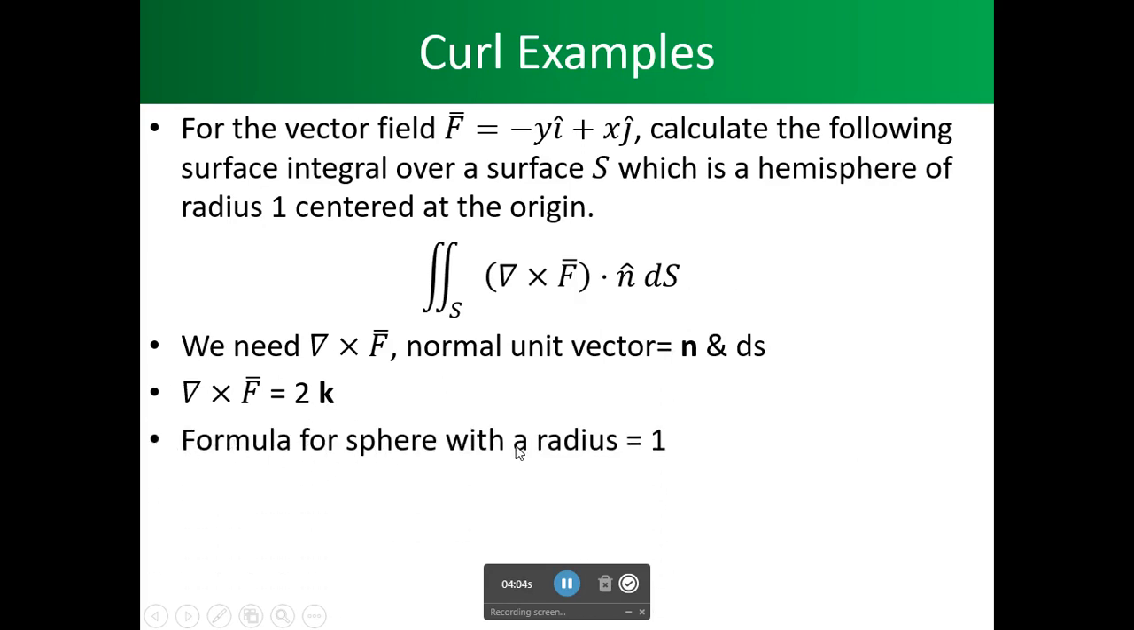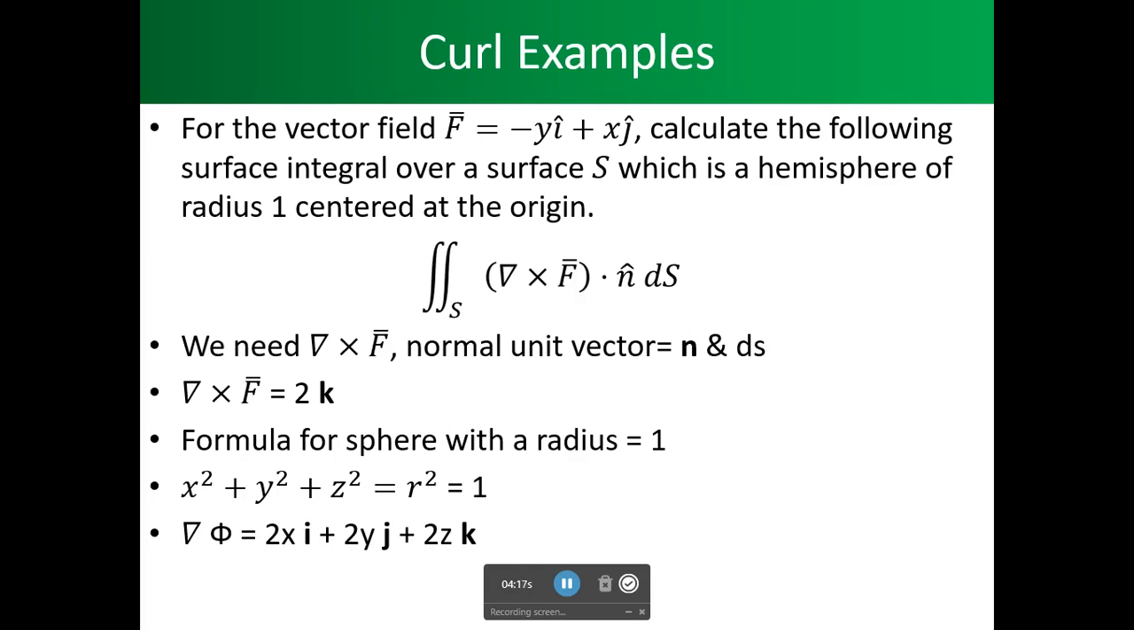The formula for the sphere with a radius of 1 is x squared plus y squared plus z squared equals r squared, which equals 1. The square root of 1 is 1. So now we also have our radius. Now we're trying to calculate the gradient of this equation that we have here. If we take the derivative, we take this with respect to x, so that's 2xi, 2yj, and 2zk.